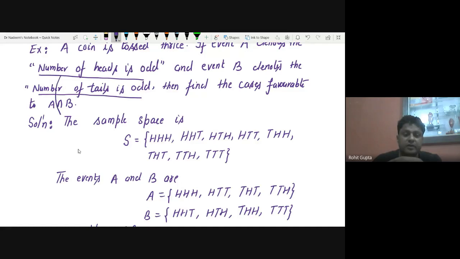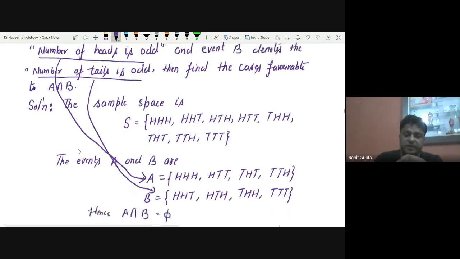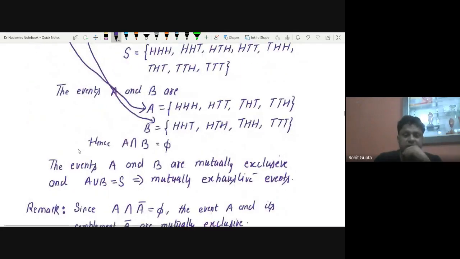Here we write the set A and the set B associated with these statements. If we see that A intersection B is empty, the events A and B are mutually exclusive, and we know that A union B is equal to S. It means these two events exhaust the sample space. So A and B are mutually exclusive and mutually exhaustive events.